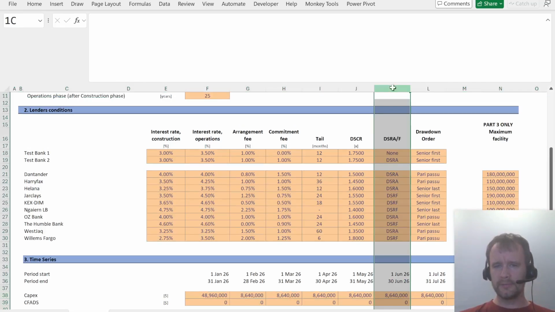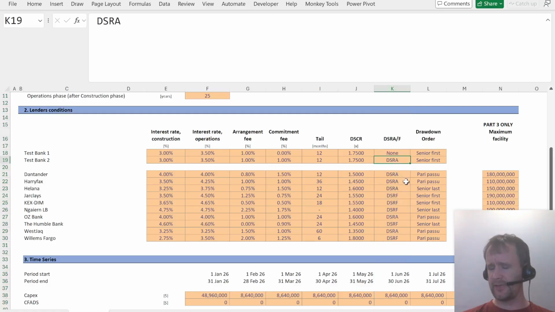Then we've got the debt service reserve account and debt service reserve financing, I think, DSRA and DSRF. DSRA basically means you need to reserve the largest debt service amount you're going to have in any 6-month period of operations. You need to put that in an account at the end of the construction period, and it doesn't get released until the end of the loan life, so before the tail kicks in.